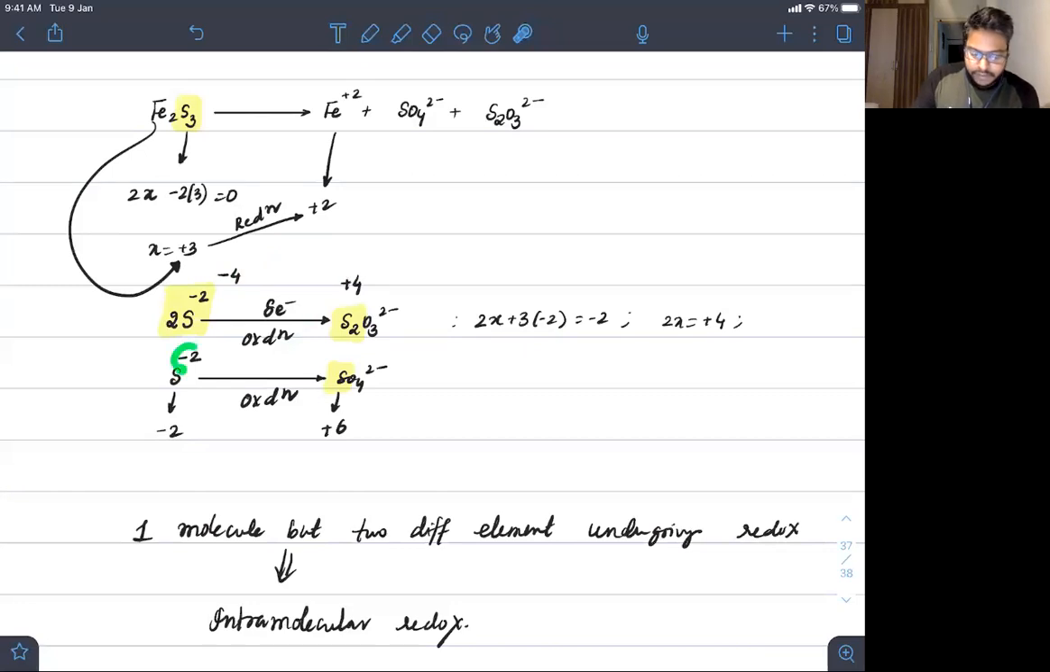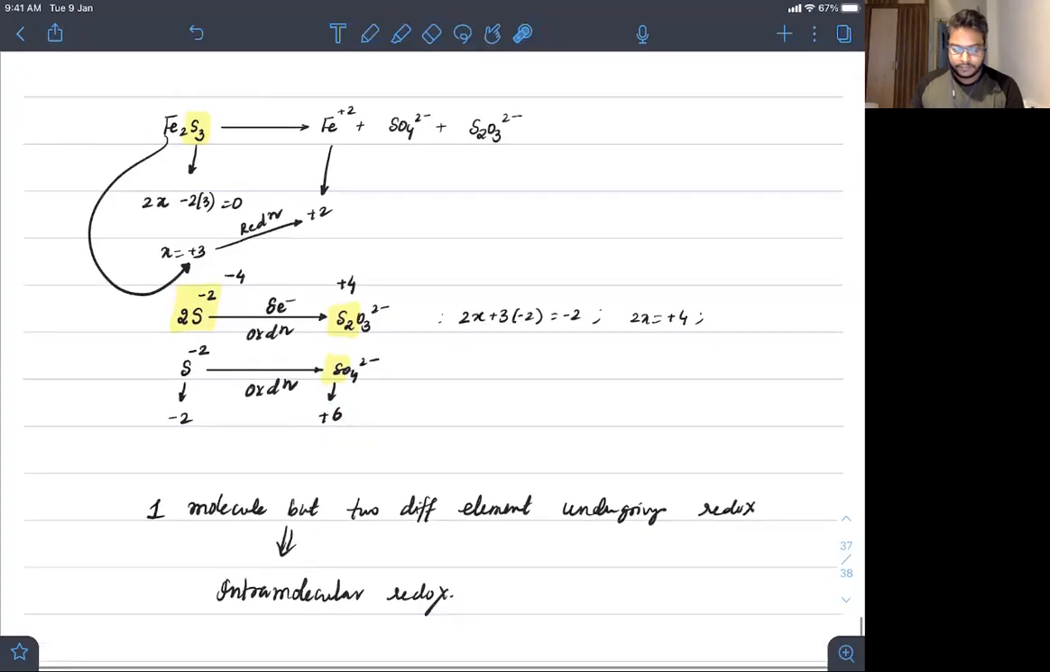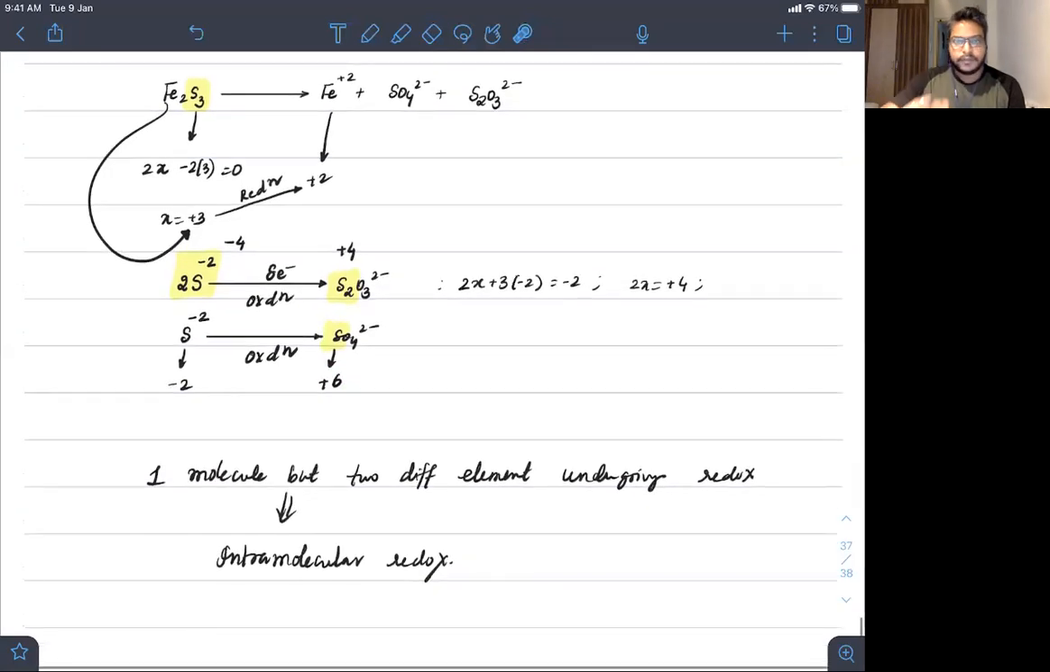Same way, out of 3 sulfurs, 2 sulfurs I gave here. 1 sulfur is remaining. So 1 sulfur has -2, which is going to SO4 2 minus. So I can say from -2, it is going to +6. So this is also undergoing oxidation. Yes sir, understood. Make a note. So I guess all of you got a gist of the types of redox reactions. There are 3 redox reactions: intermolecular, intramolecular, and disproportionation.